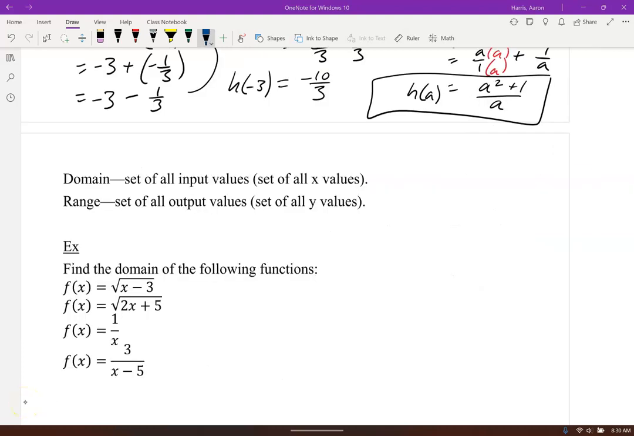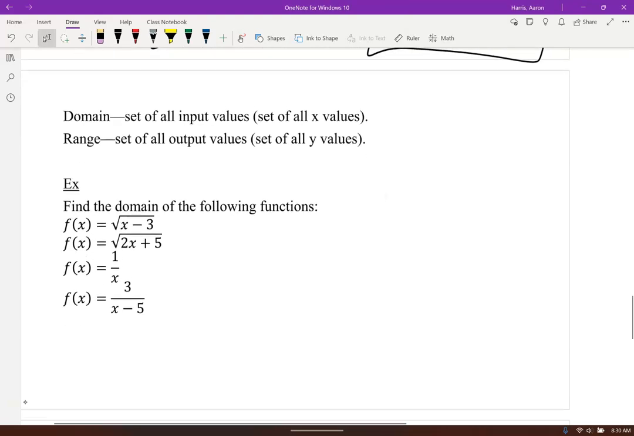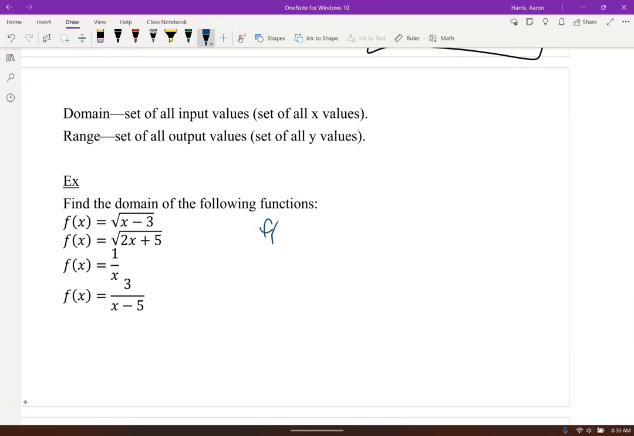Well, in this section we're going to take a look at finding the domain and range. The domain is the set of all input values, or the set of all x values that it could encompass, and the range is the set of all y values. So let's look at this first one here. f of x is the square root of x minus 3. Another way to say that is y is the square root of x minus 3.